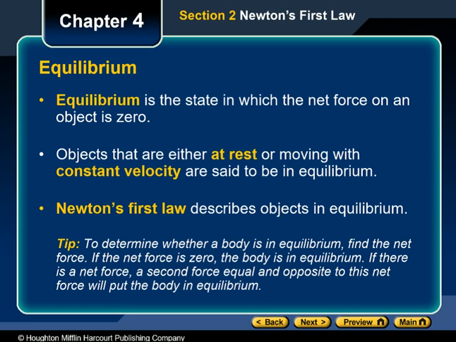An object is in equilibrium when the vector sum of the forces acting on the object is equal to 0. To determine whether a body is in equilibrium, find the net force, as is shown in sample problem B in this section. If the net force is 0, the body is in equilibrium. If there is a net force, a second force equal and opposite to this net force will put the body into equilibrium.